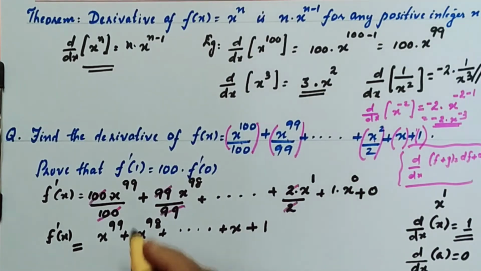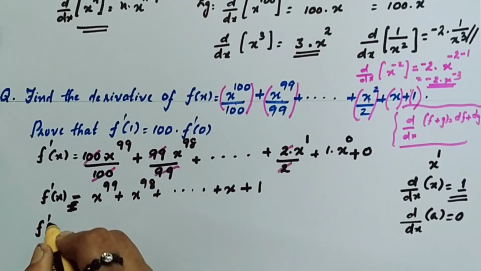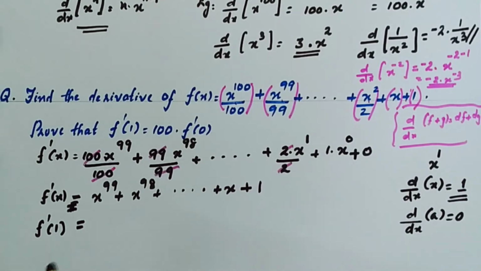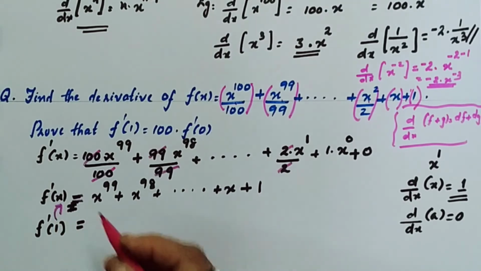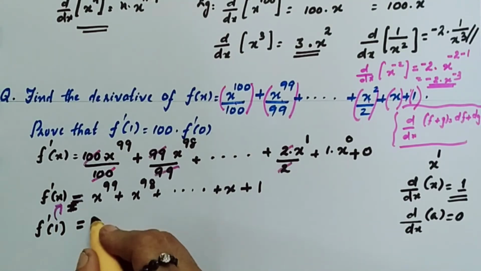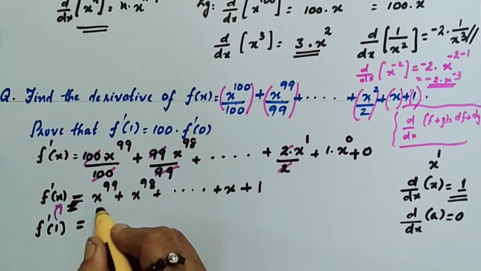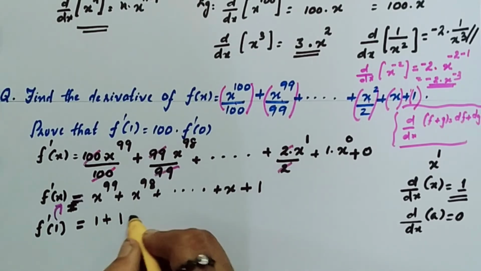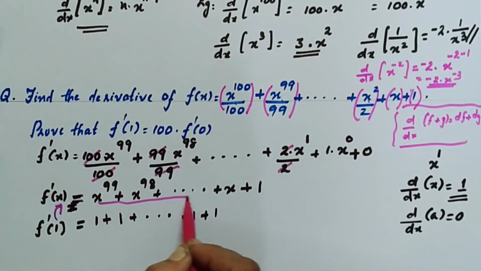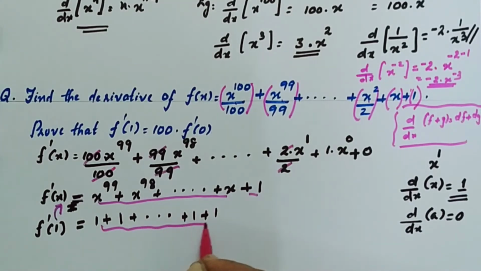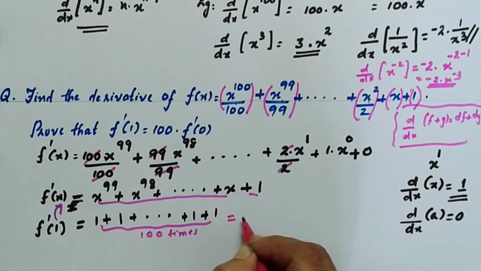Now you are asked to prove this result. So I am going to prove it. Find f dash 1 equals, what is f dash 1? f dash x is this one. So f dash 1, you need to replace the x with 1. So 1 raised to 99, that is 1, plus 1 raised to 98, that is 1, plus etc. plus 1 plus 1. How many times? This much, 99 times, plus 1. So total 100 ones are there. 100 times ones are there. So the answer will be 100. This is f dash 1.